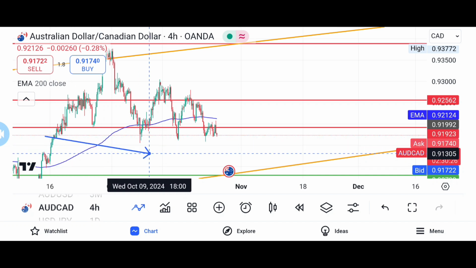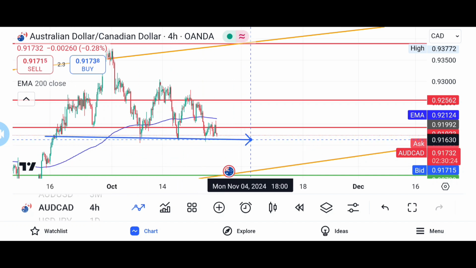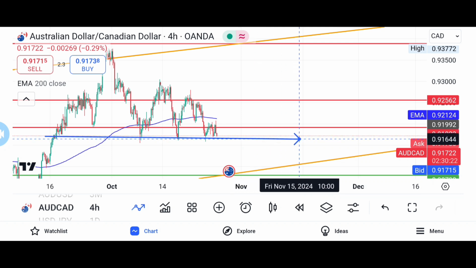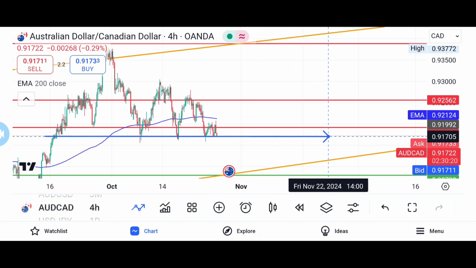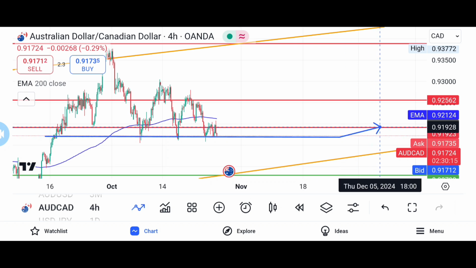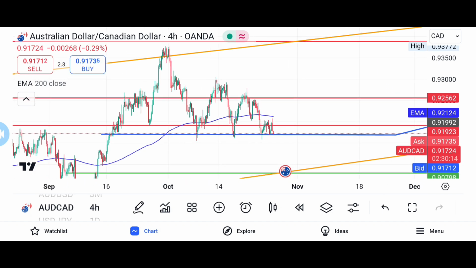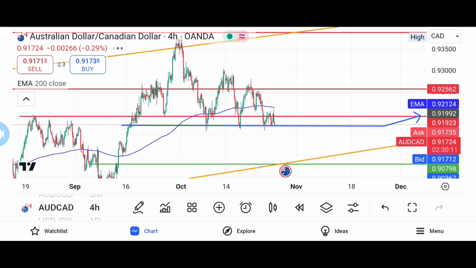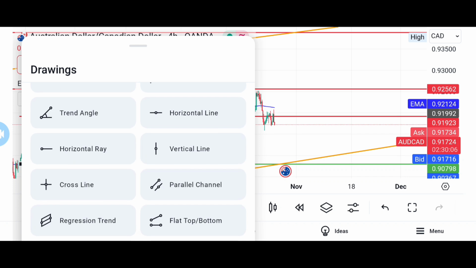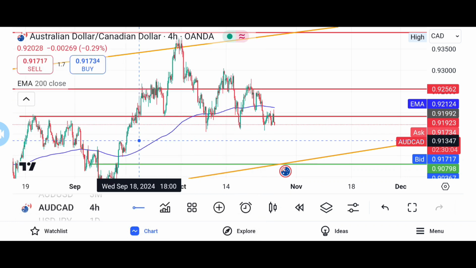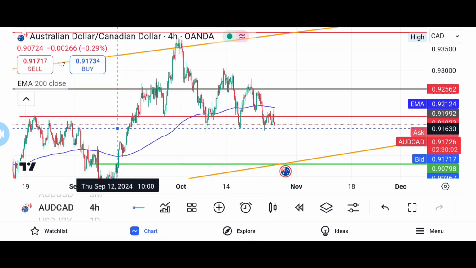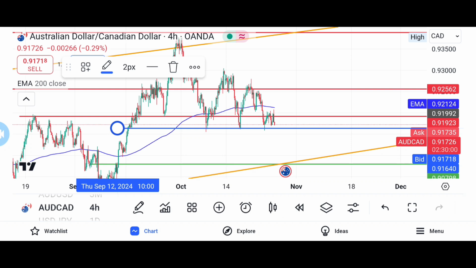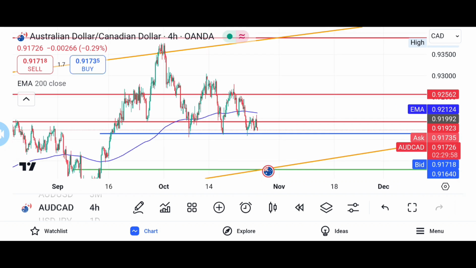We are having a very strong support zone here. Let me indicate it with a blue line. So this is our support zone.